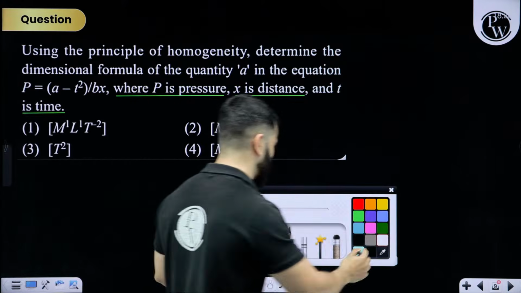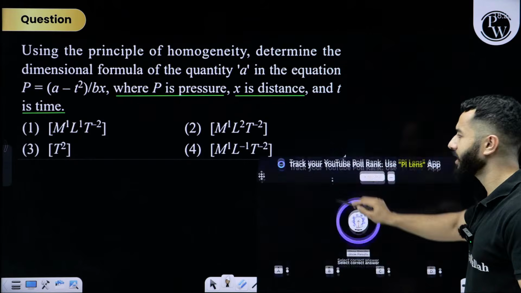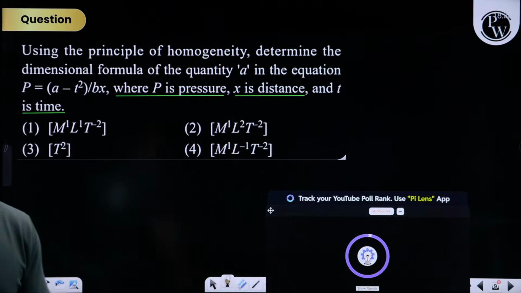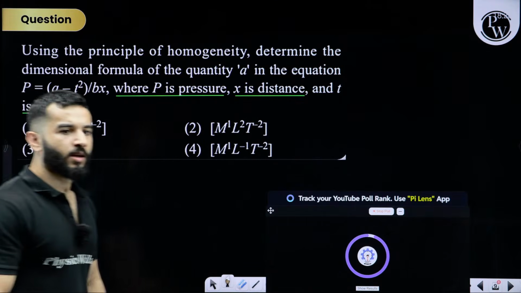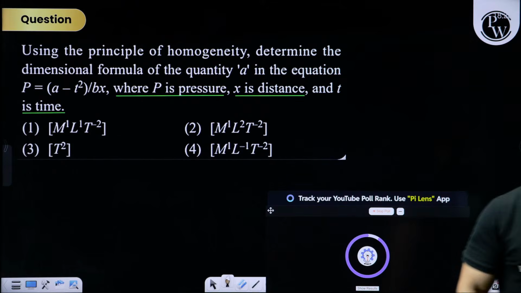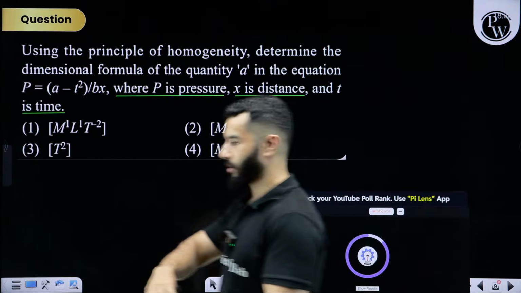Chalo, first of all, I'll open the poll for this. Again, 90 seconds for you. Think about it. Then we'll discuss. Okay, come on, be quick.